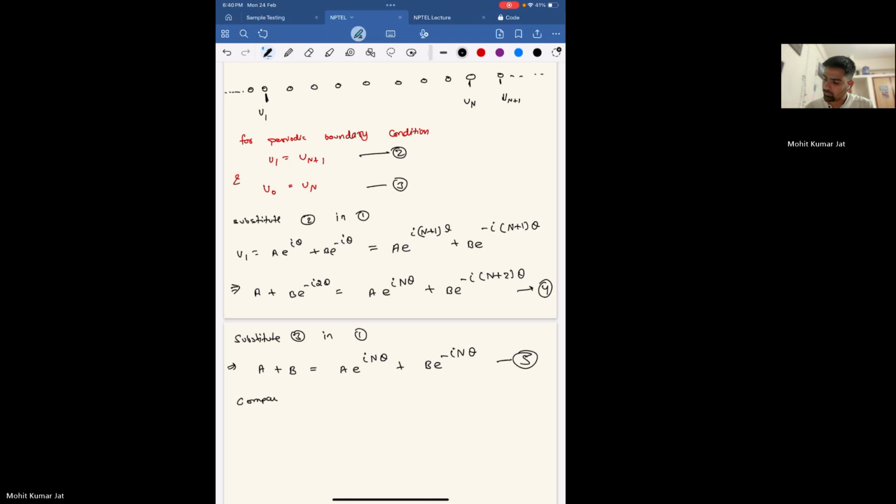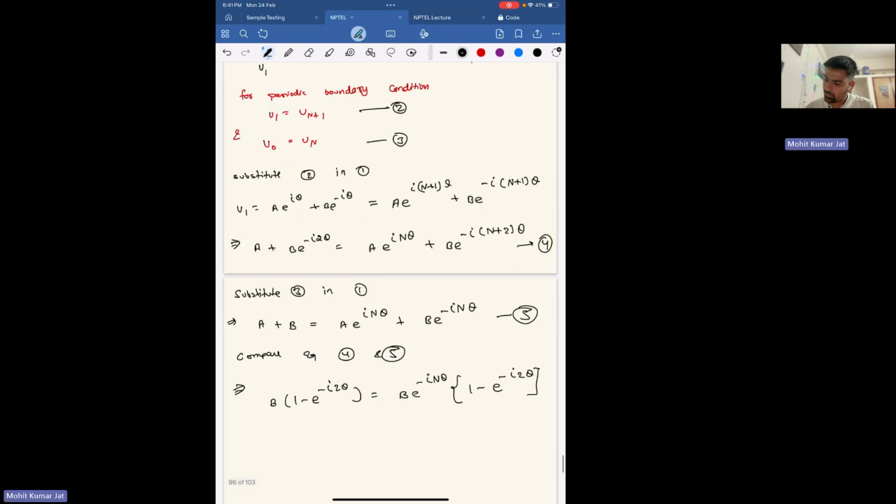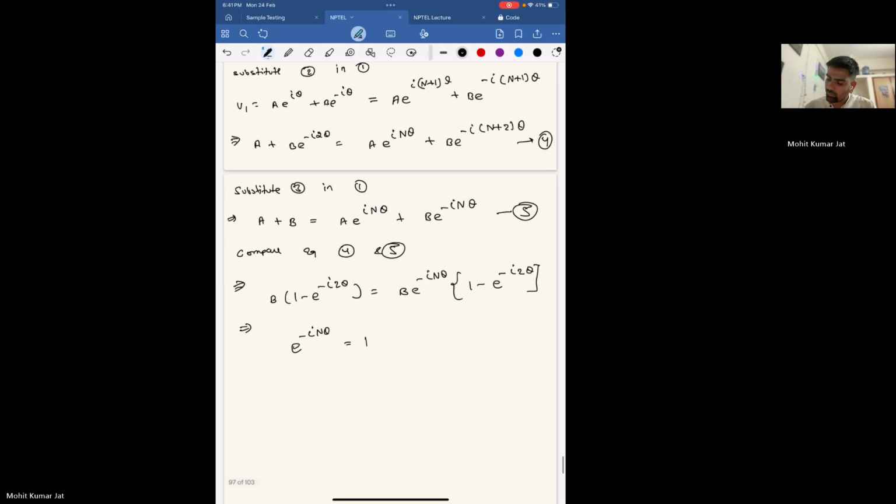Compare equation 4 and 5. b times 1 minus e to the power minus I 2 theta is equal to b e to the power minus I n theta times 1 minus e to the power minus I 2 theta. So this implies e to the power minus I n theta is equal to 1. This implies n theta is equal to 2k pi, so theta is equal to 2k pi by n.